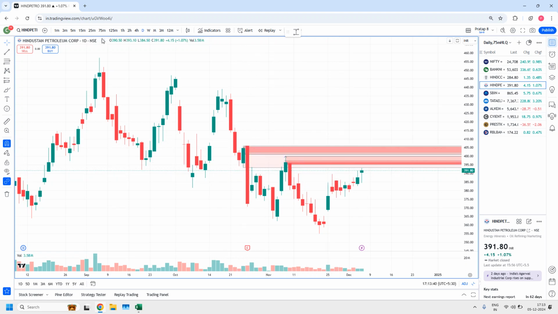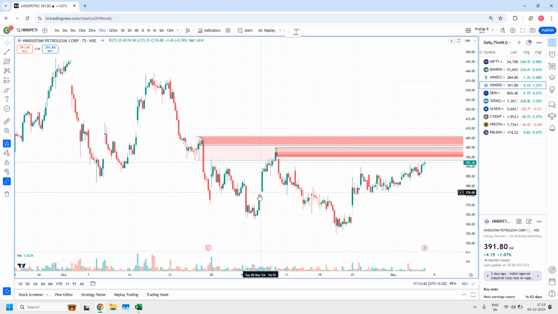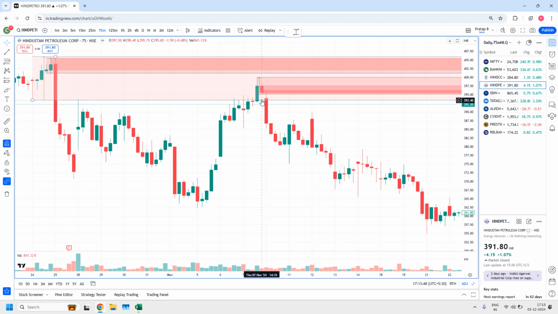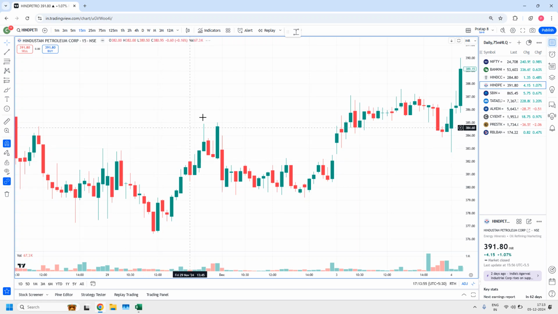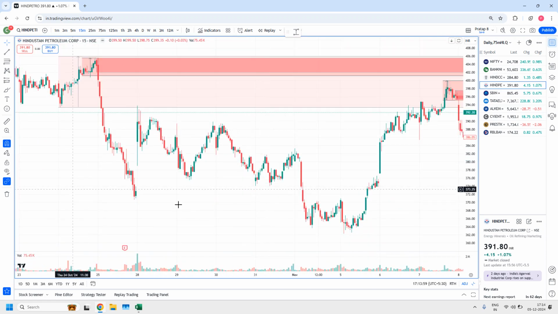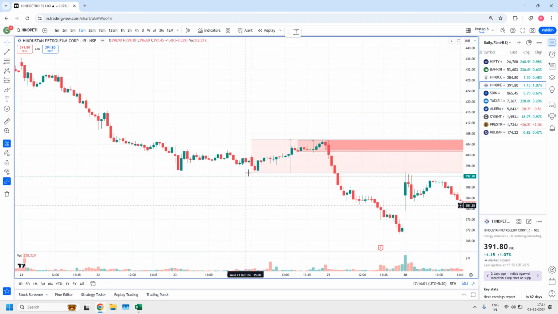And within this zone we fine-tuned with the 75-minute time frame. 2 75-minute order flows are here. You have a rally base drop, and again you have a rally base drop. And both these order flows we need to fine-tune with the 15-minute time frame. Go to the 15-minute time frame. Here you have a 15-minute zone.